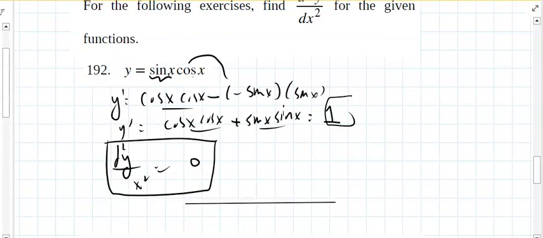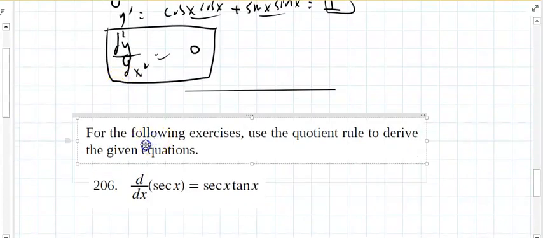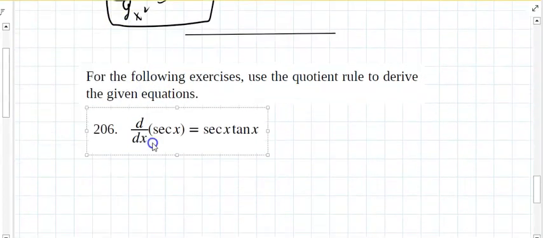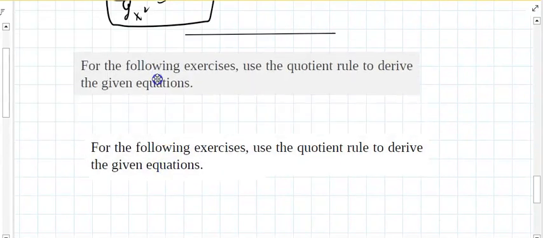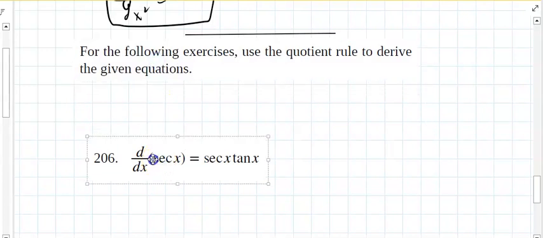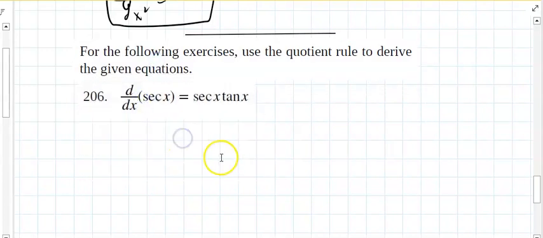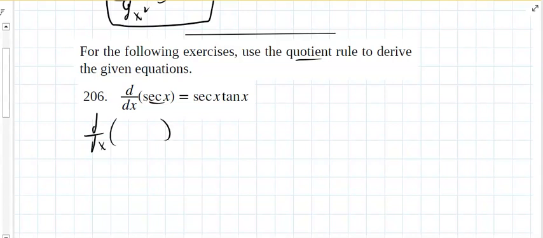All right. That's the problem. Really a short section. I would like to prove that the derivative of secant is secant tangent. They say use quotient or product rule. Well, that's the derivative. Isn't that 1 over the cosine of x?